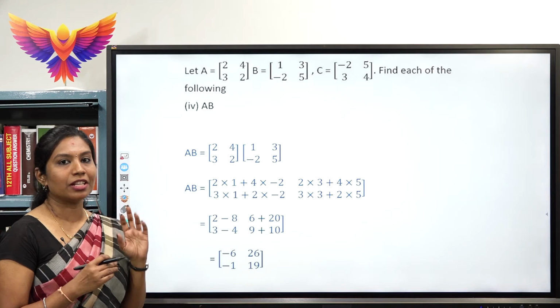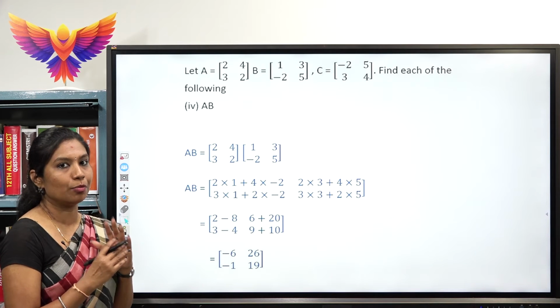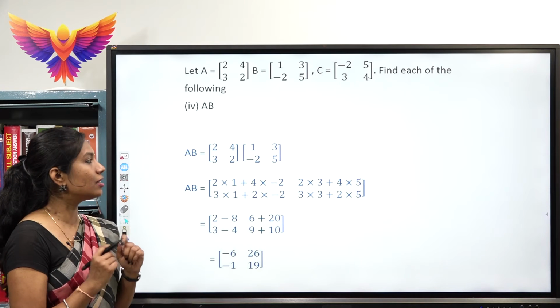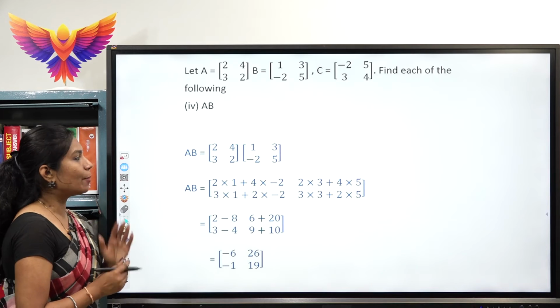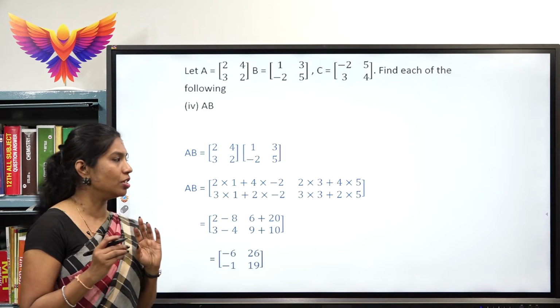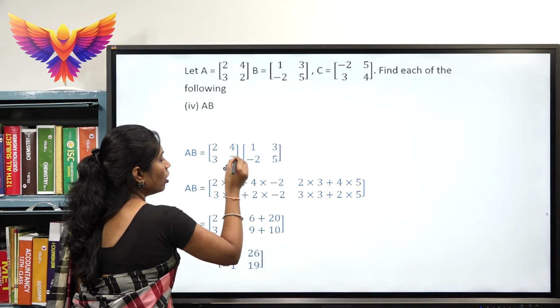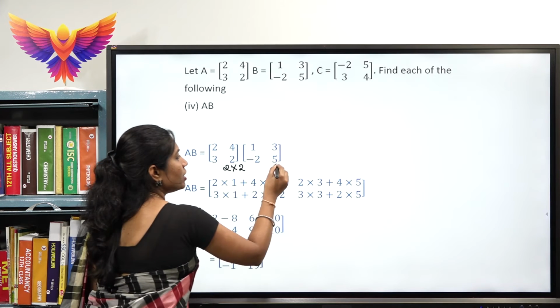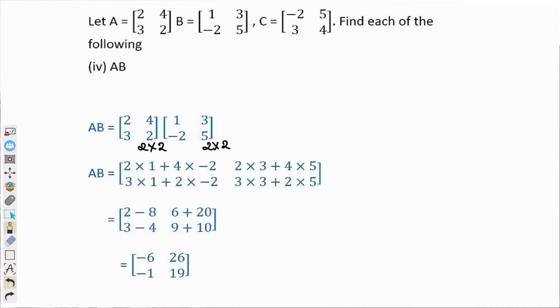I have considered the same example AB here, with matrix A and matrix B that need to be multiplied. How do I multiply this? There is a small technique you need to understand, students. Please listen carefully. First, we need to check whether the condition of multiplication is satisfied, that is, the number of columns in matrix A should be the same as the number of rows of matrix B. Yes, it is satisfied: matrix A has 2 columns and matrix B has 2 rows.